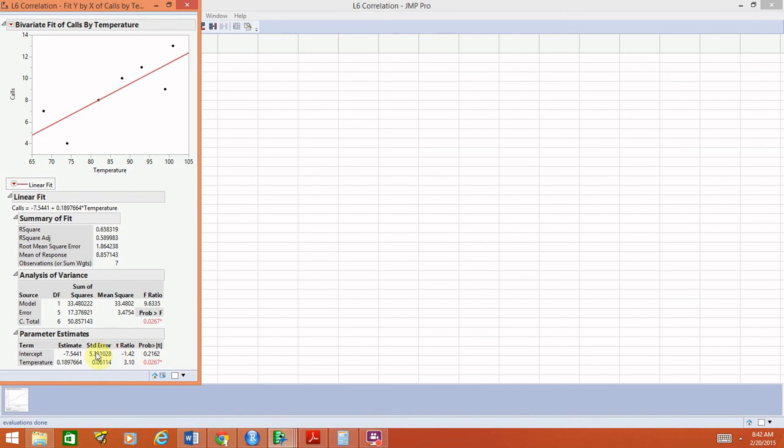The rest of this table, we don't really know what this stuff means at this time. We're not going to worry about it. We'll get to it later in the course, but definitely know how to find the estimates from this parameter estimates table and be able to write the equation of this line because you will not be given that.